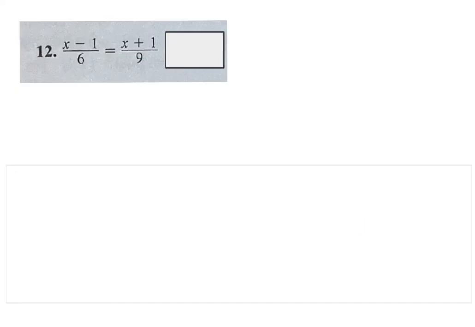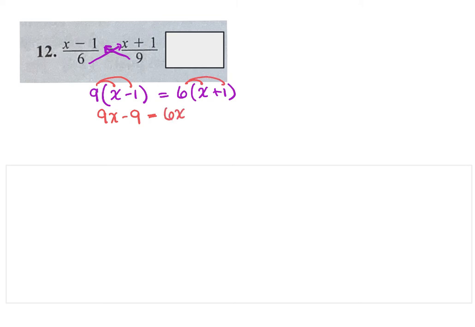So for this one, I have two fractions that are equal to each other. I am just going to cross multiply here. I'm going to take the 9 times the x minus 1. The key here is that you put parentheses around that x minus 1. And then the 6 times the x plus 1. And then I'm just going to solve this guy. Distribute. So I have 9x minus 9 on this side. Distribute 6x plus 6 on that side.